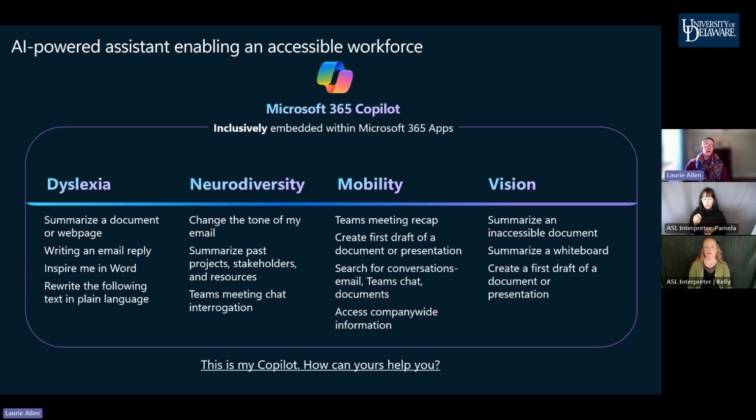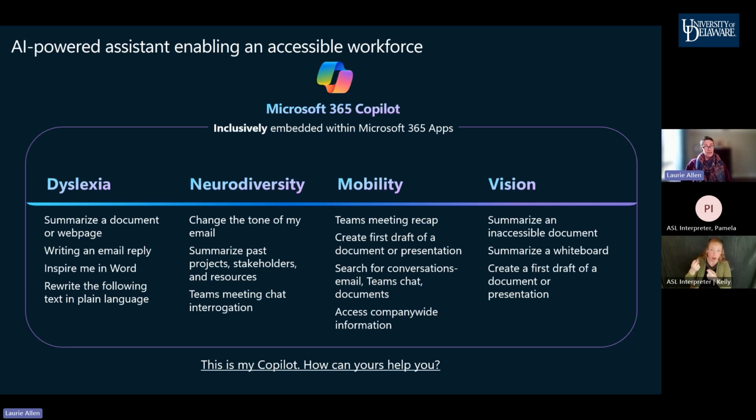I've got a colleague who's a brilliant writer, but she has difficulty getting started if she's looking at a blank Word document because she's got dyslexia. So she uses Copilot to generate a first draft of the document. Then if she gets stuck along the way, she can use Inspire Me in Word, and it will leverage AI to consume the previous content and then write the next paragraph. So it keeps her in her flow, keeps her going.